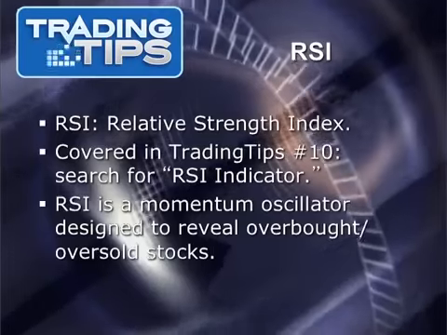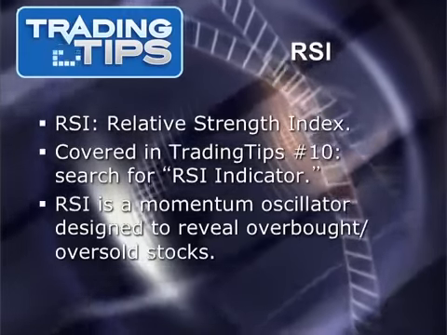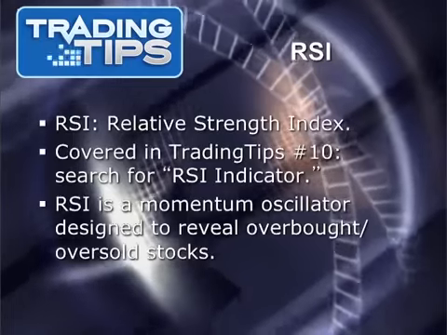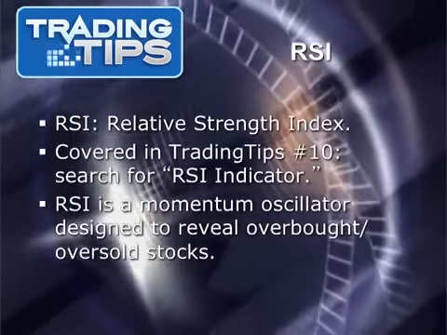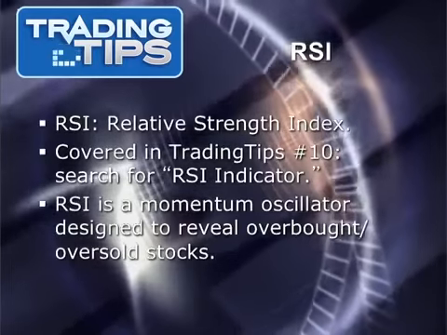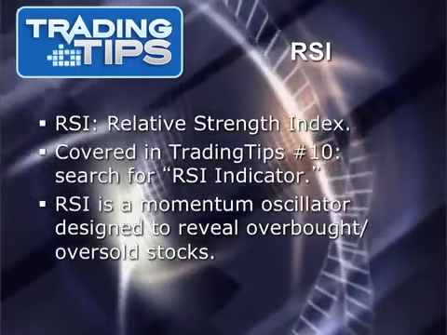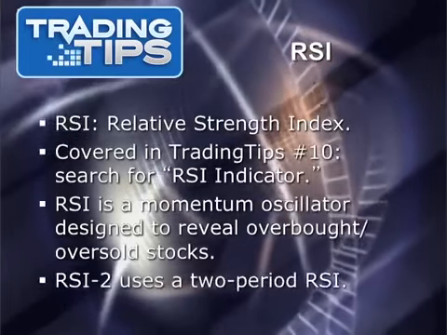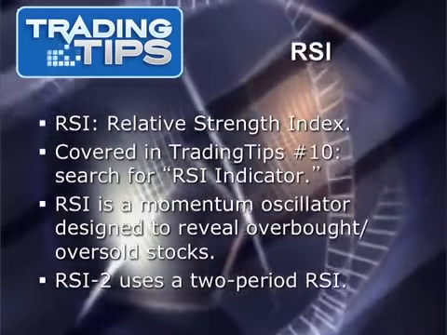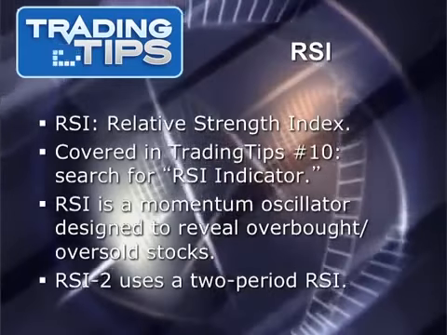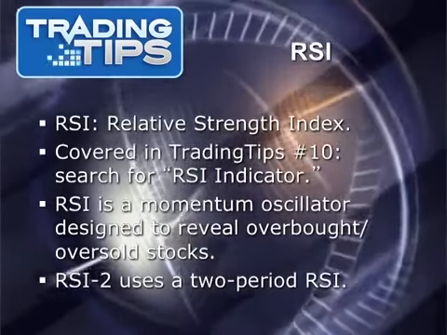Basically, though, if you don't want to take the time to do that, RSI is a momentum oscillator that uses moving averages on up days and down days, which are days when the stock's up or down, to determine whether a stock is overbought or oversold. RSI-2 uses a 2-period RSI in conjunction with other indicators to help you develop a trading strategy.